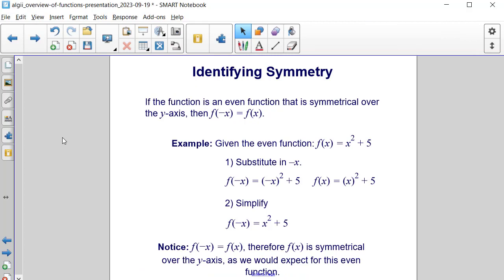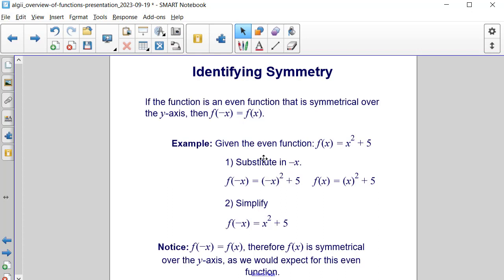When identifying symmetry, if a function is an even function that is symmetrical about the y-axis, then f of negative x is going to equal f of x, meaning whether you substitute in the negative x value or the positive x value, they will both yield the same output. So here's an example. If we are given this even function, f of x equals x squared plus 5, if we substitute negative x in for x, we end up getting negative x quantity squared.